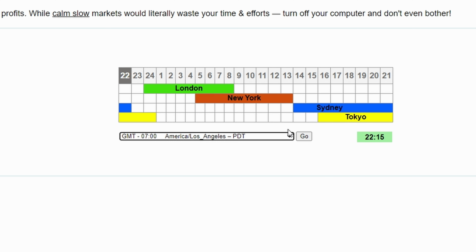And there's a lot of pairs. So the pairs that have the Asian countries in them are going to be moving at this time. Okay, like the pairs that have the yen, the Japanese yen, the pairs that have the Australian dollars, the pairs that have the New Zealand dollar. Those pairs are going to be moving during this session.